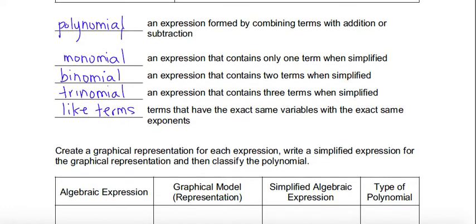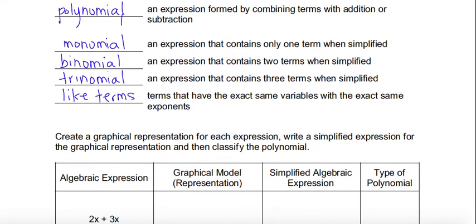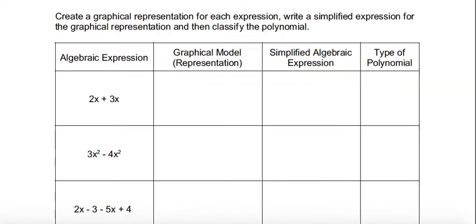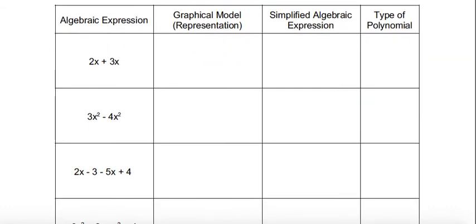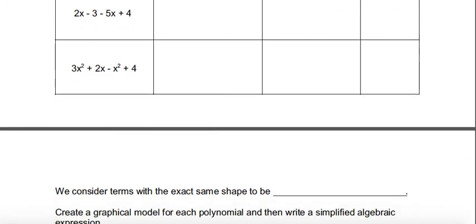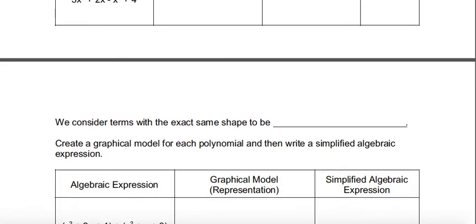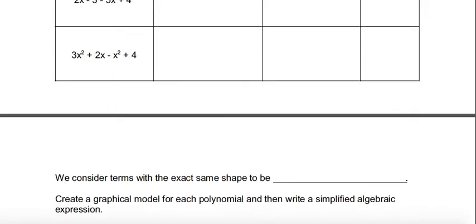So we're going to create graphical representations for each of the expressions below, and we're going to use that graphical expression to write a simplified expression for the graphical representation, and then we're going to classify the polynomial as either a monomial, a binomial, or a trinomial. So first of all, I want to look at first drawing the shape.